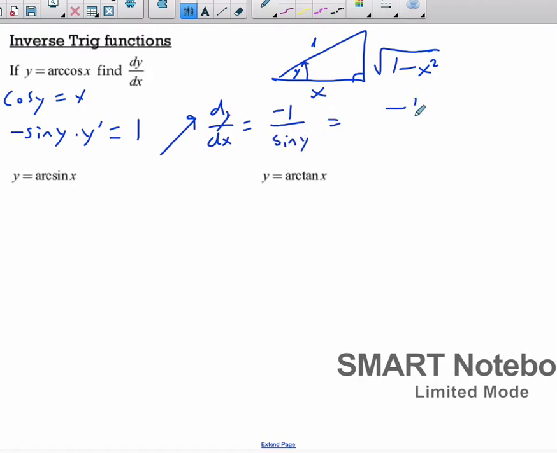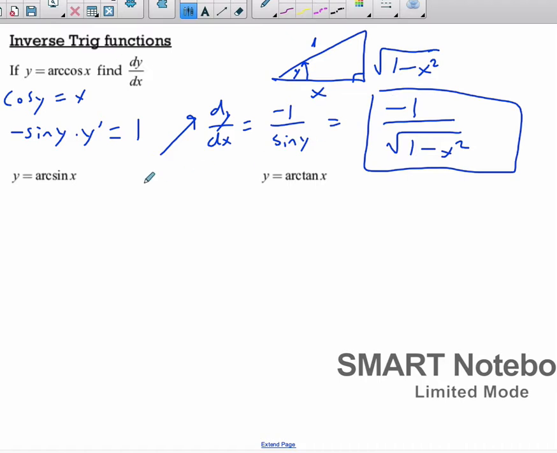But if we look at the diagram, sine y is opposite over hypotenuse, which is just root 1 minus x squared. Okay, and this matches the formula in the formula booklet.